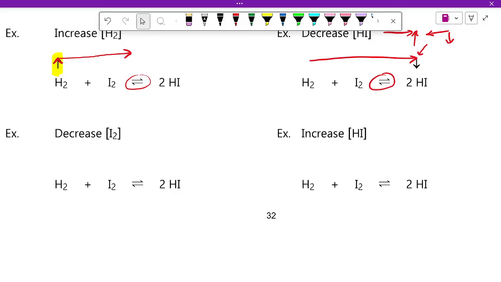So when we decrease I2, which direction does this shift? Does it shift to the right or to the left? When we decrease I2, it shifts to the right. And then, no, it's left.